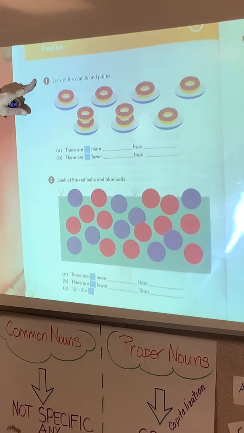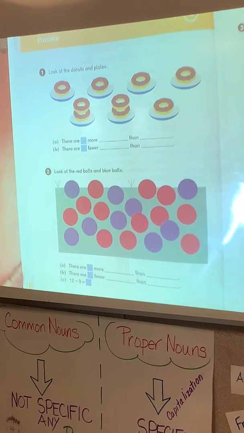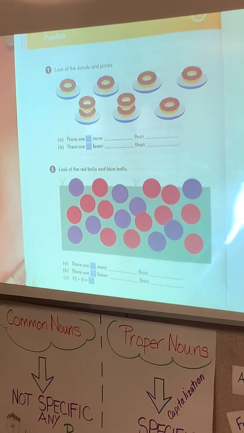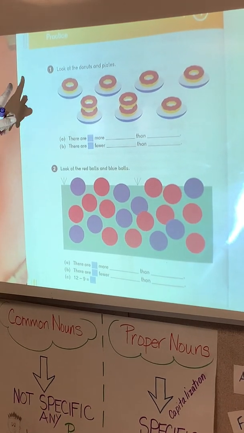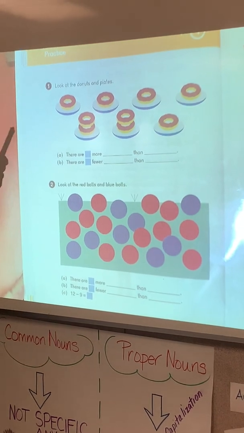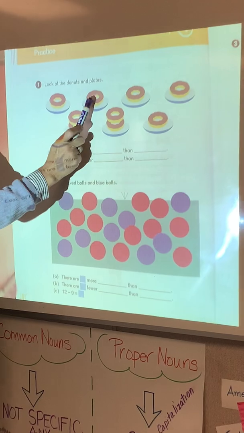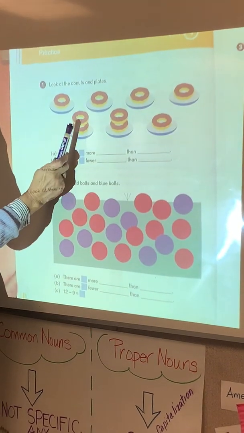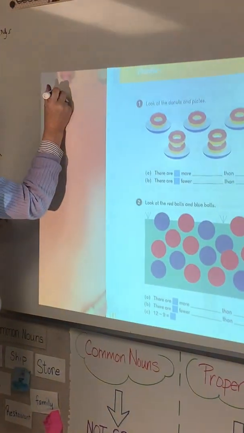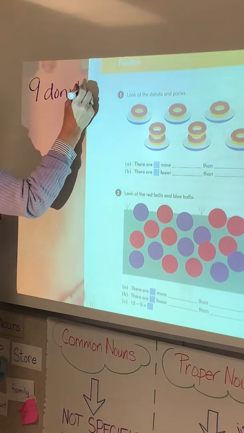Now let's look at question number 1. Look at the donuts and the plates. Like all of these subtraction stories, we need to count the things first so we can make our categories. We have donuts and we have plates. Let's count the donuts. 1, 2, 3, 4, 5, 6, 7, 8, 9. We have 9 donuts in our story.